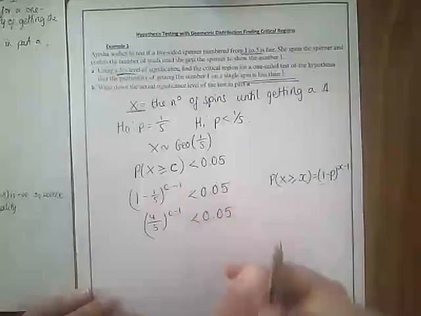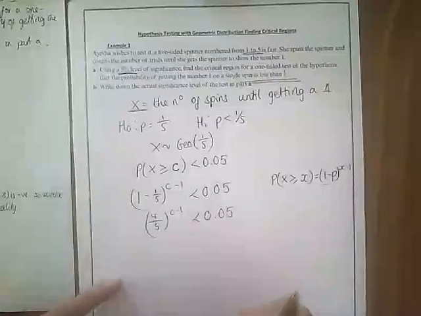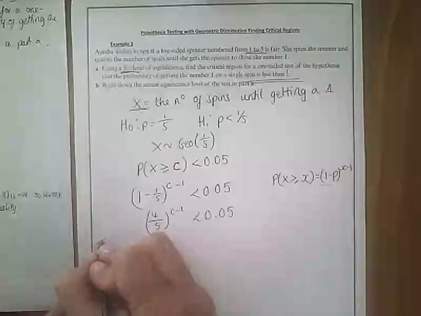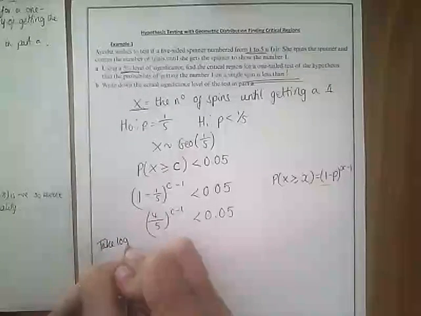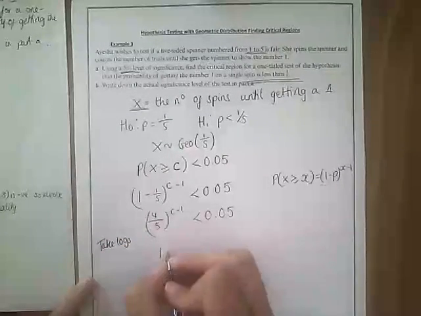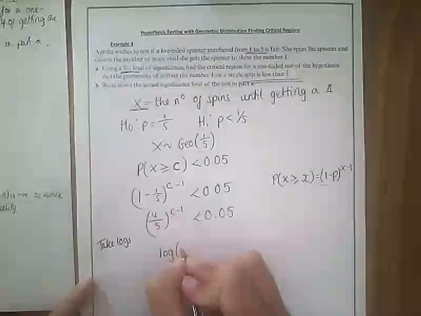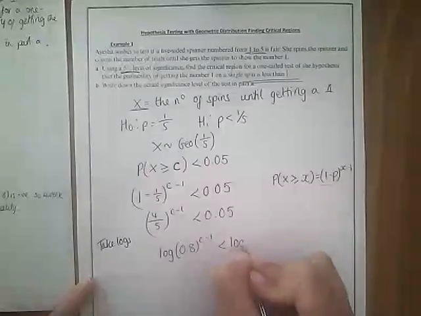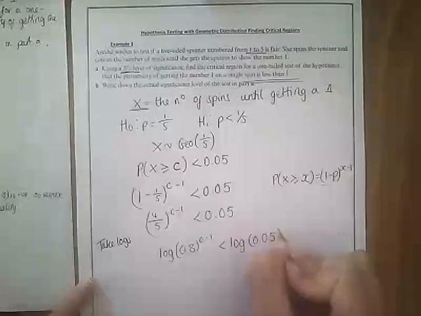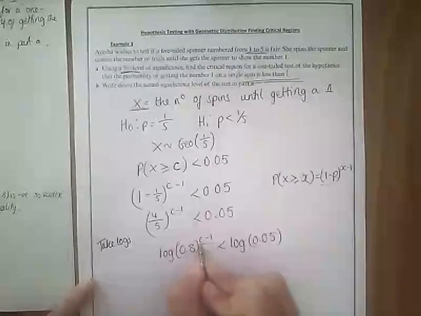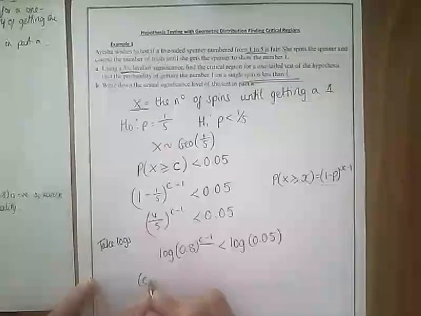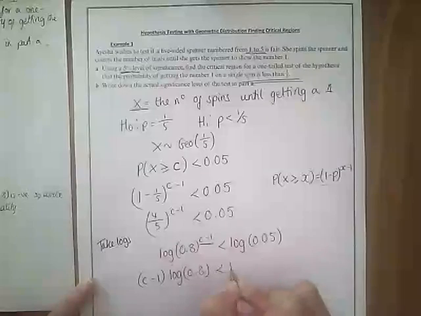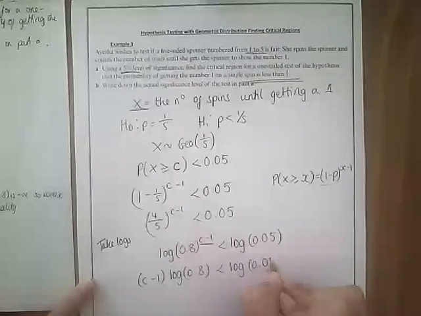Okay, right, now this bit's quite special. This is where we're going to use logs, okay? So I'm going to take logs of both sides. It doesn't matter what base, e, base 10, doesn't matter. So log of 0.8 to the power c minus 1 is less than log of 0.05. Now hopefully you remember the log laws, that if you've got a power, that brings it to the front. So that's the same as c minus 1 times log of 0.8 is less than log of 0.05.